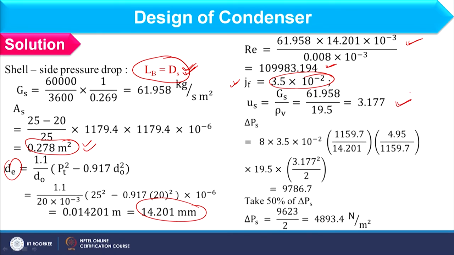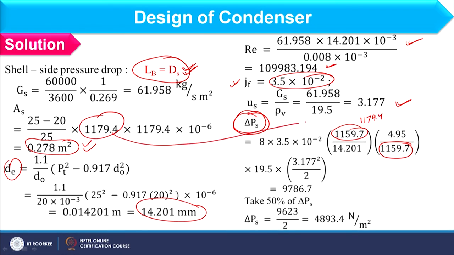And finally, you can find out velocity in shell side, and then you can use this expression to find out pressure drop in shell side, right. And here we can consider DS as well as baffle spacing as same, but here value should be written as 1179.4 as it is shown over here, right. Okay, so this is the mistake. However, it will not affect the result, as both shell diameter as well as baffle spacing are same. Okay, so if you consider this value, you can obtain as 96.23, and division of this will be equal to 48.11.5 Newton per meter square.